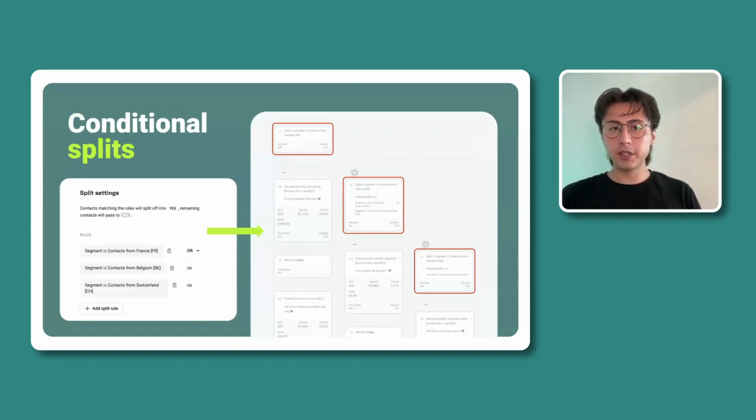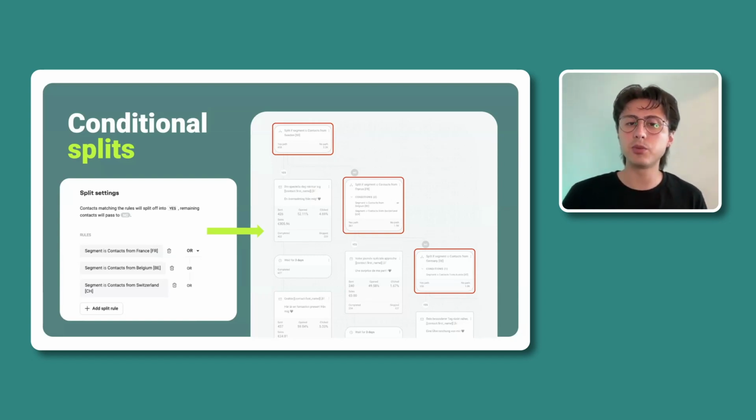Then conditional splits, here's how it looks. Basically, you have up there the split settings. You get a little bit of the conditions of which contacts you want entering the automation. So all the contacts that are from France, from Belgium, and from Switzerland will enter the automation, because you want them to receive the communication in French, more probably. So then you're gonna split them like that.